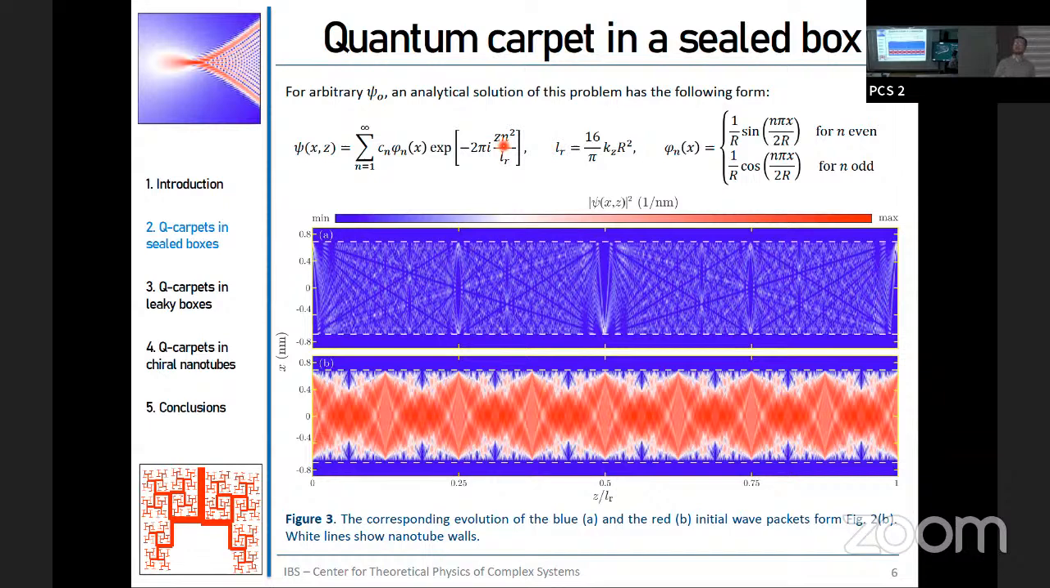So you can immediately see that when the Z coordinate is a multiple of the revival length, all these phase factors will be synchronized and they will give 2 pi. In the case when it's half, you will get pi. And when you sum this expansion, what do you get? We get the initial state because all have minus one, you see? And this explains why you have revival here, reconstruction here, corresponding to half.